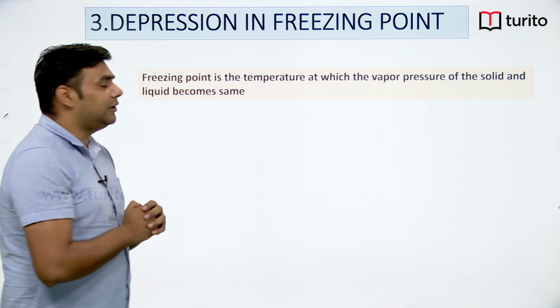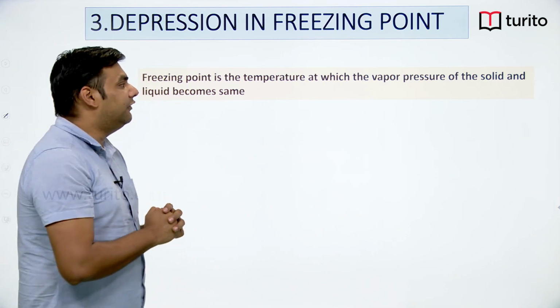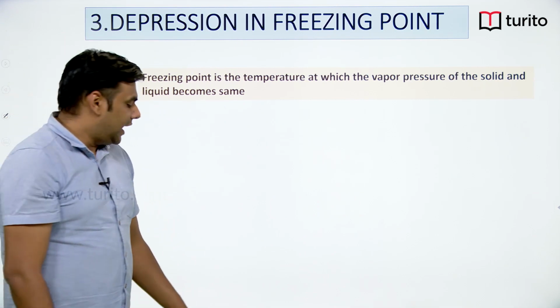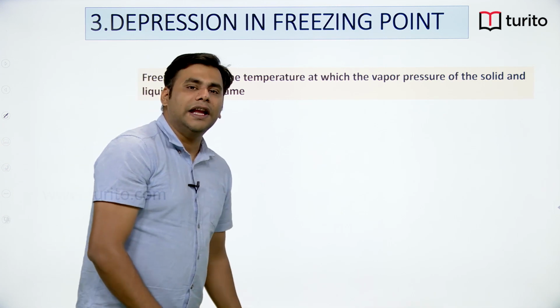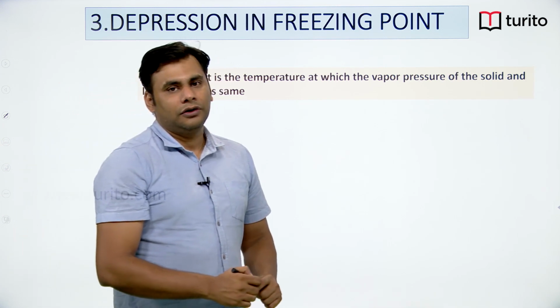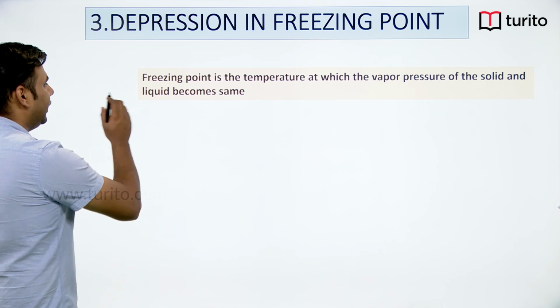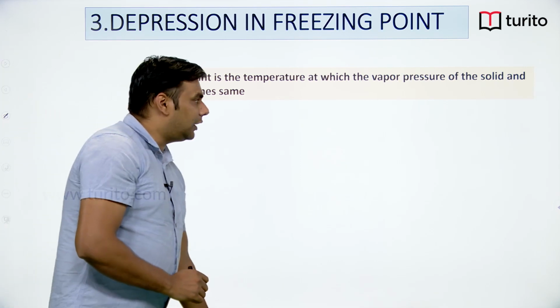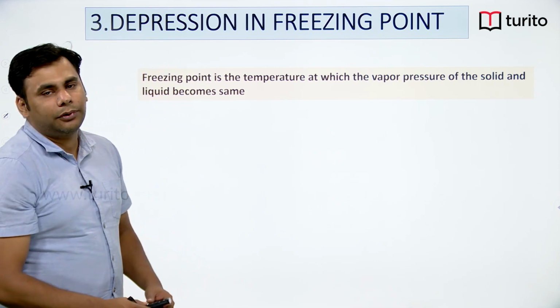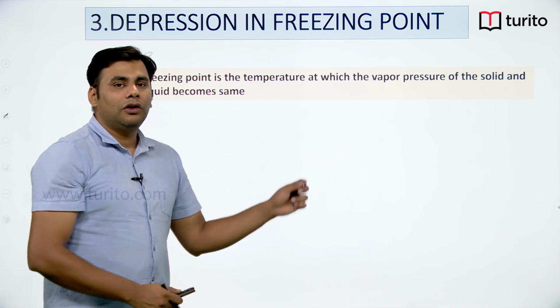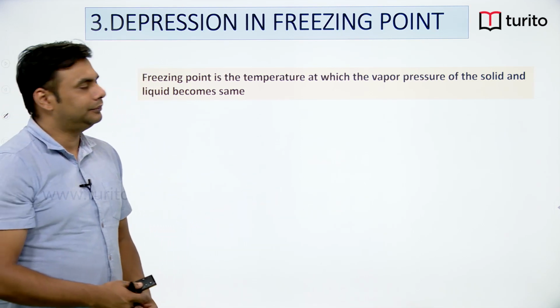So basically freezing point is the temperature at which the vapor pressure of the solid and that of the liquid become equal. This is a very important definition, so you can note it down. It is the temperature at which the vapor pressure of both liquid and solid of a solvent becomes the same.